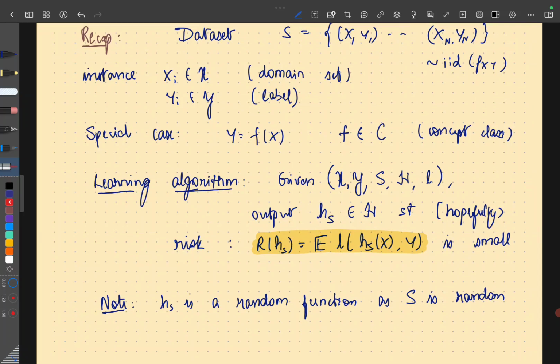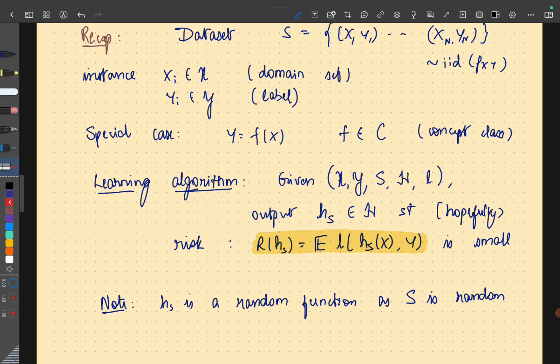So given this data, our goal is to develop a learning algorithm. The learning algorithm takes as input the domain set and the label set, which is of course always known. It takes these n IID samples, the data set, and it also takes as input two other parameters: one, the hypothesis class, which is the class of functions or predictors that you can choose from, and a loss function L.